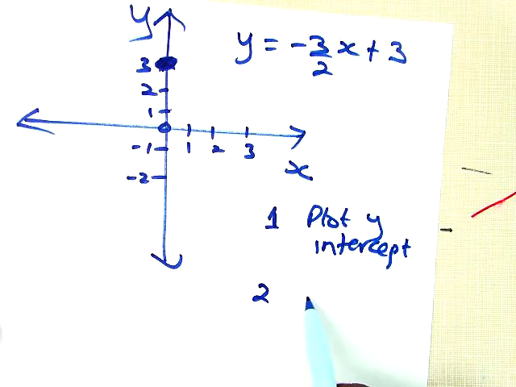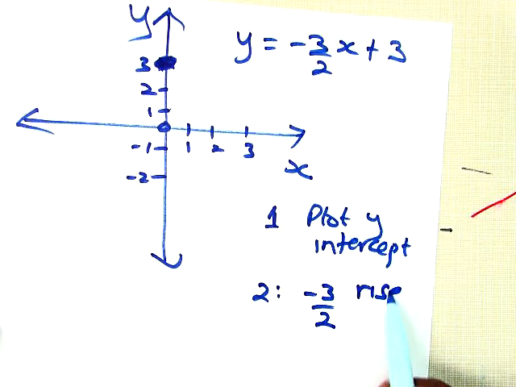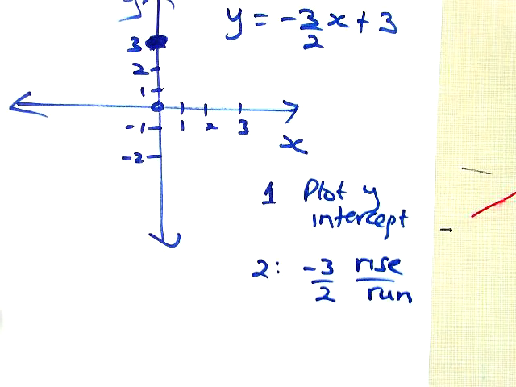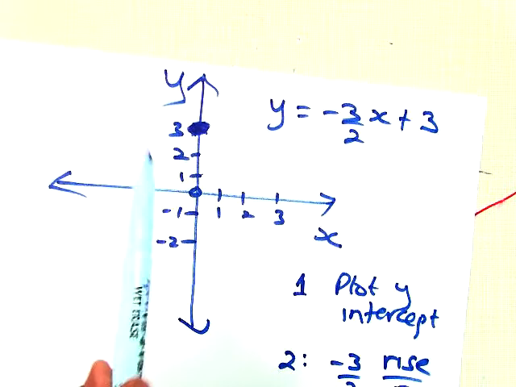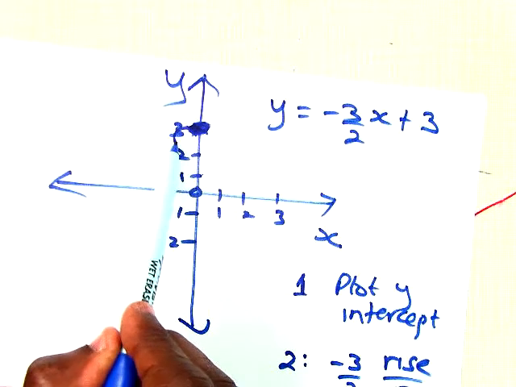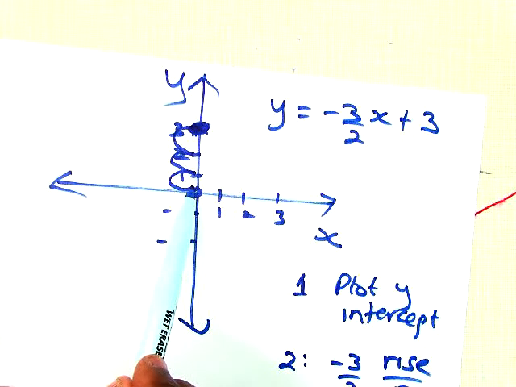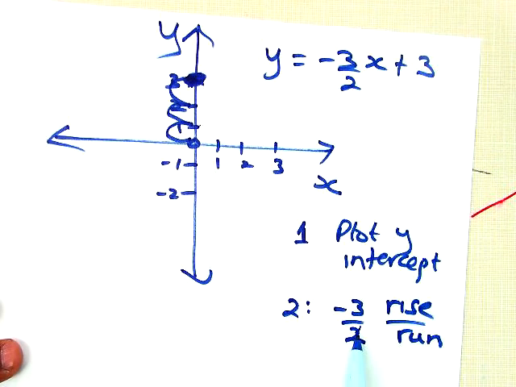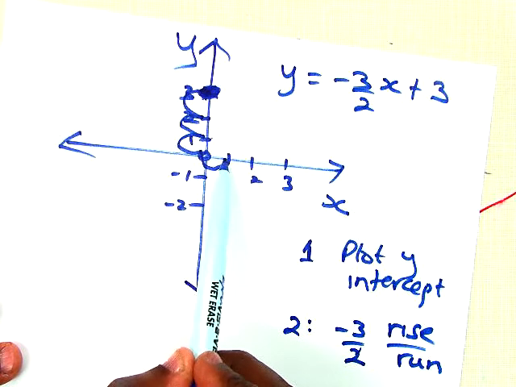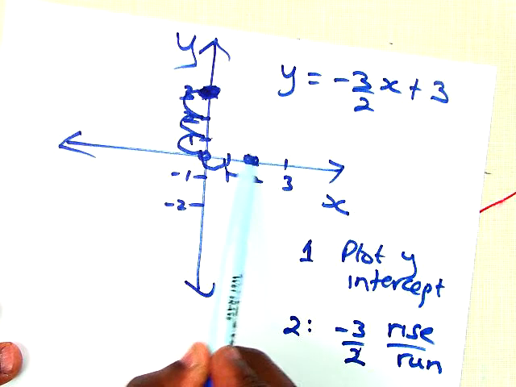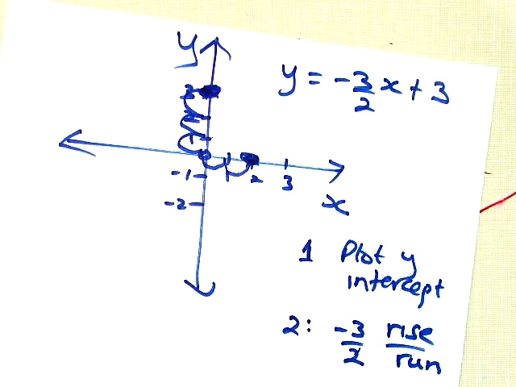We can use the slope to find the second point. The slope is negative 3 over 2, which is rise divided by run. And a negative 3 rise means to go down 3. So from my y-intercept, I'm going to count down 3. So I go 1, 2, 3, and then the 2 here means go to the right 2. So now I'm going to go 1, 2. So my second point is right there.